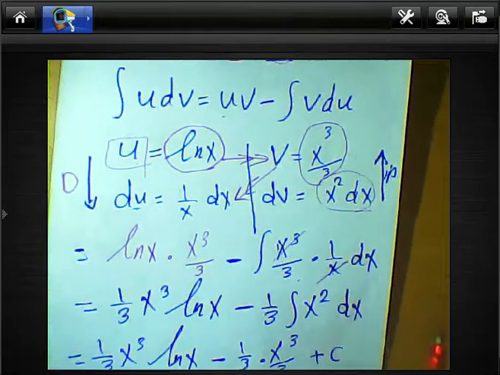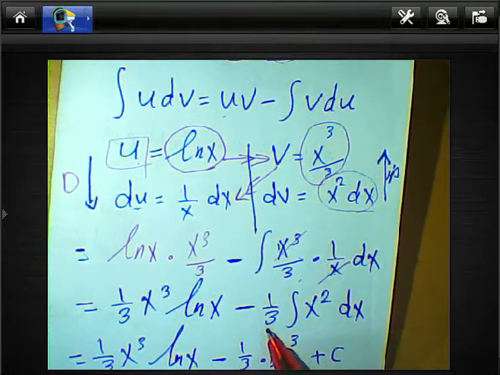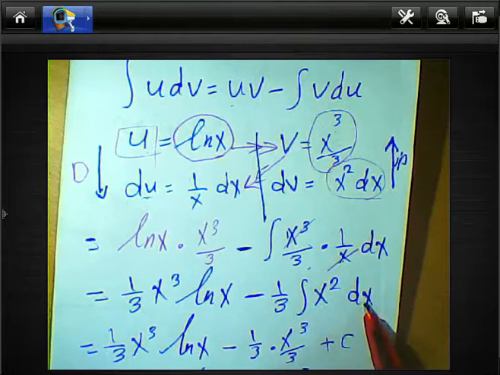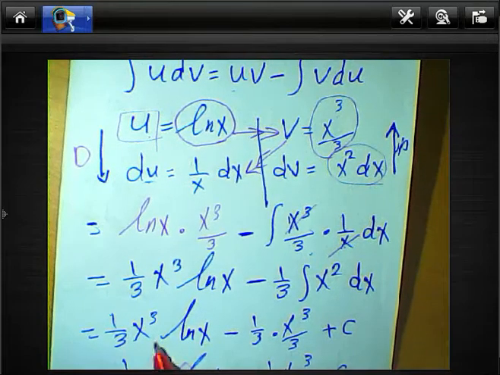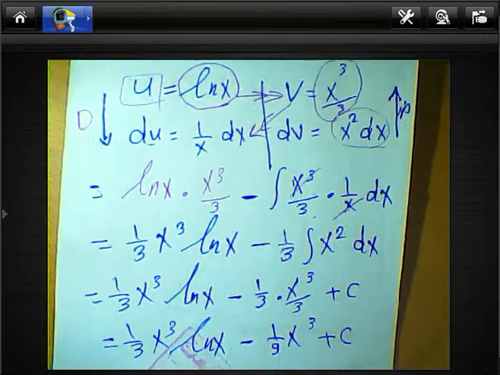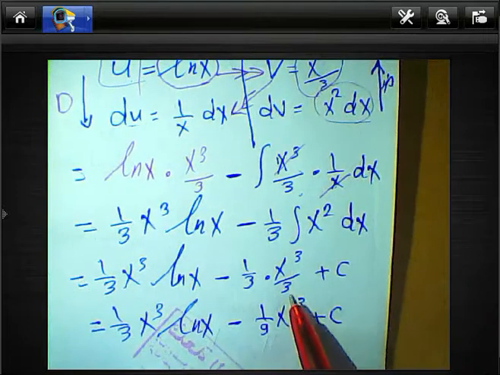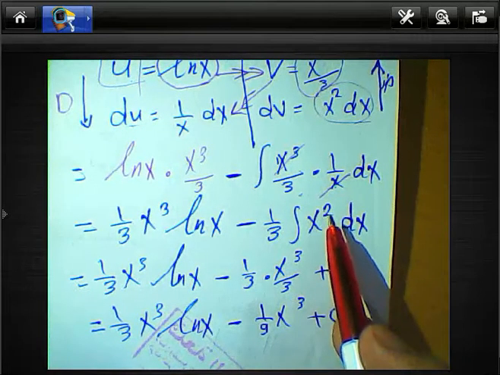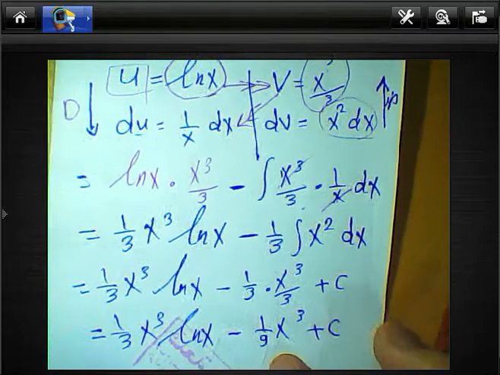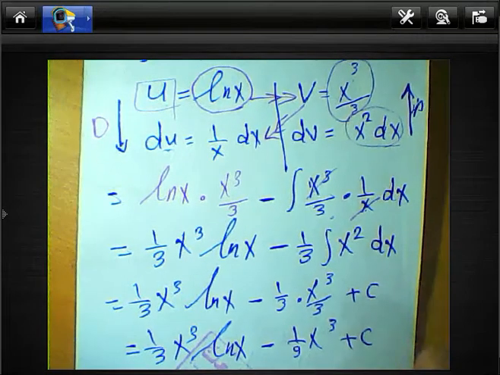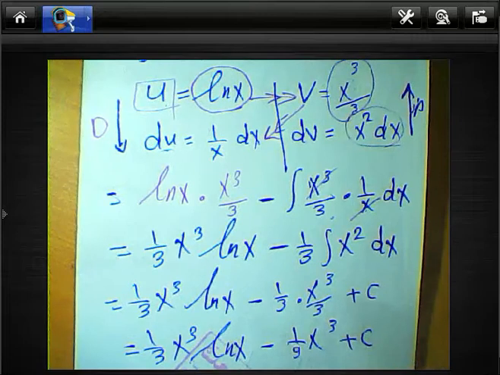The result will be the integral of 1 over 3 outside, x^2 dx, and we can write 1 over 3 x^3 ln of x, subtract 1 over 3 x^3 over 3. You must add 1 to the power and divide by the new power, plus a constant. It's okay, we must know this step of the example. Okay, we will solve a lot of questions now.